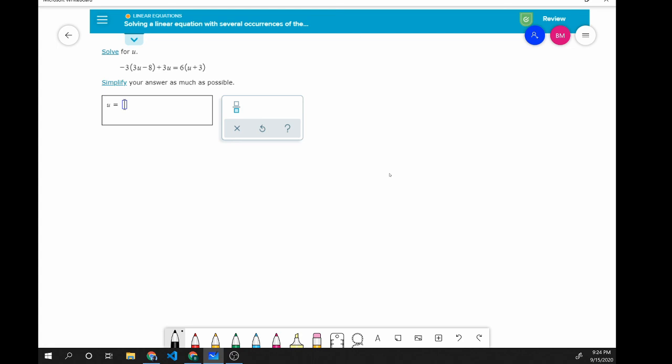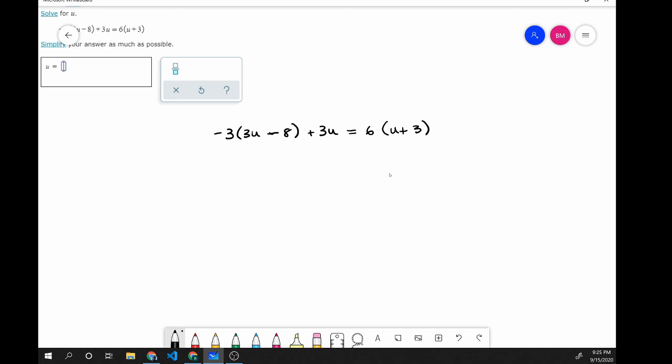In our problem, which I'll rewrite here, I have negative 3u minus 8 plus 3u equals 6 parentheses u plus 3. All right, now my number one suggestion for everyone, if you haven't done this in the past, I encourage you to try this, is to draw your line down the middle. You might think this is an unnecessary step, but it helps you stay organized. In these very large problems, a lot can get messed up. And having that line helps you make sure you're doing things right, making sure your work is nice and neat. So I always suggest doing that.